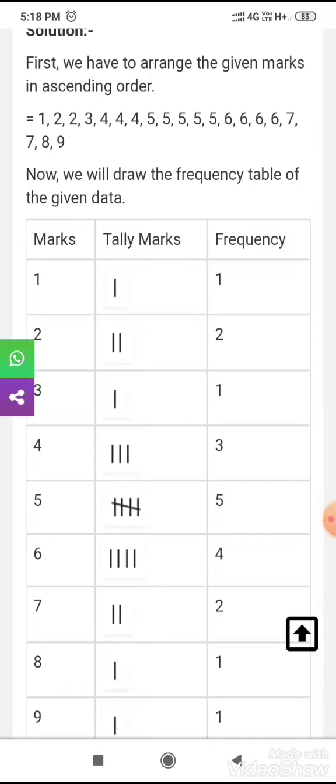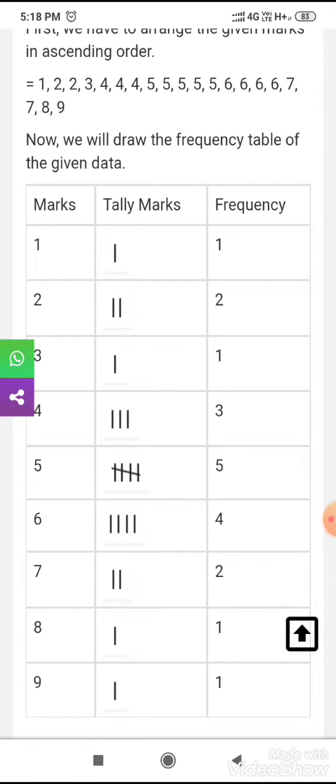Then you draw tally marks for each of the frequencies. We draw tally marks for frequency, not for marks. So for the first, the frequency is 1, so you draw 1 straight line in the tally marks. For 2, you draw 2 straight lines.